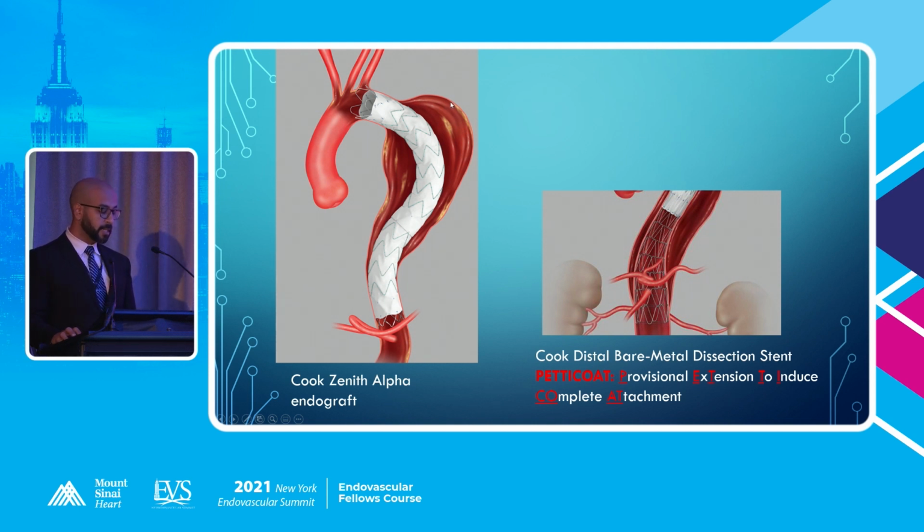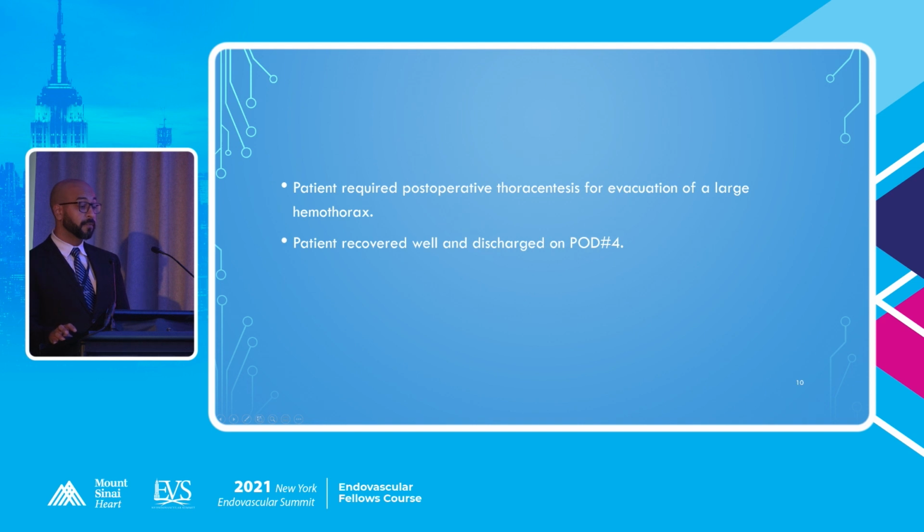And so we proceeded to take this patient to the operating room, placed a Cook Zenith endograft, which we can see here most proximally has these bare metal hooks. And the rest of the fabric starts right after it. And we did not cover the left subclavian artery in this location. And then we extended it from there with a petticoat, which is the provisional extension to induce complete attachment, which is a bare metal stent that extends down over the entire visceral segment of the aorta in order to promote growth of the false lumen to be thrombosed.